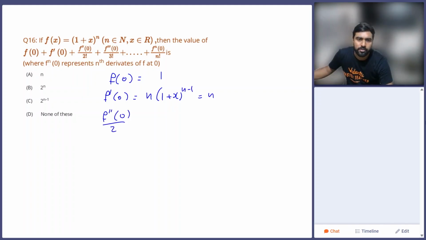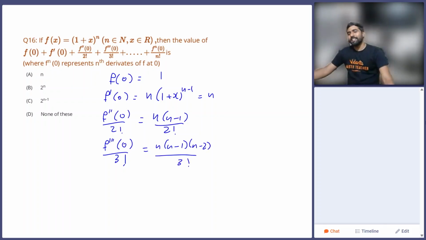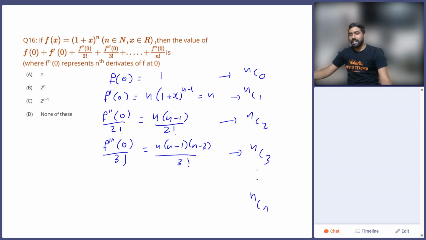Then f double dash of 0 upon 2 factorial. What will this be? This will be n into n minus 1, with (1 plus x) power n minus 2 becoming 1, divided by 2 factorial. Then f triple dash of 0 upon 3 factorial is going to be n into n minus 1, n minus 2 upon 3 factorial. If you observe this a little bit, can I say the first term is nothing but nC0, the second term is nC1, the third term is nothing but nC2, n minus 2 factorial cancels with n factorial, n into n minus 1 is the only thing that will be left. Then you have nC3 and so on up until the last nCn.